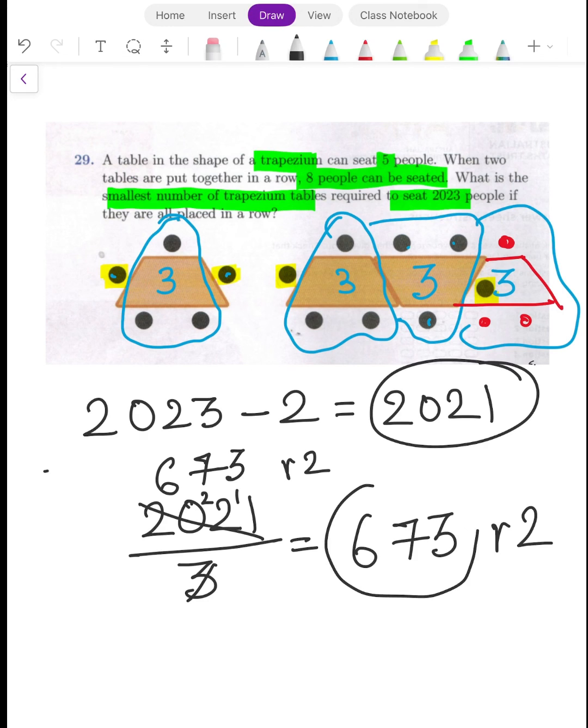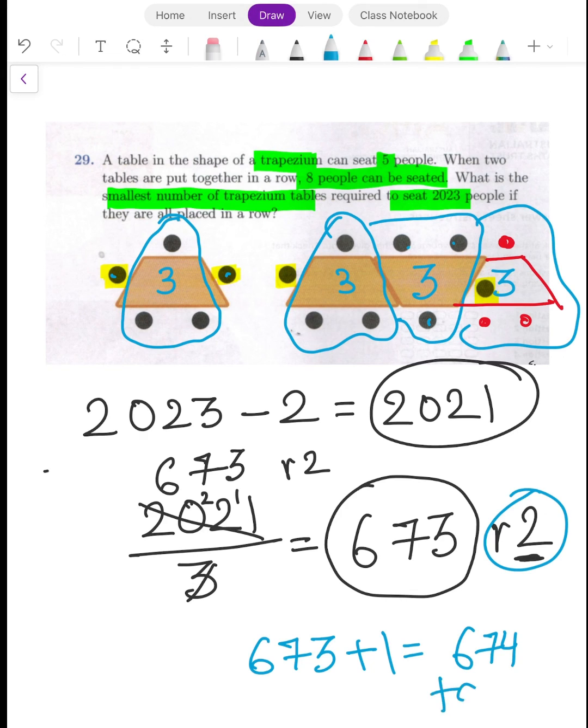Now remember, this is a critical step, so our answer is not 673 because there are 2 remaining people and they need seating as well. So we will have to join another table, and of course, because we could add 3 more people but there are only 2 people remaining, just be aware that there would be 1 seat empty, but we still need that extra table. So 673 full tables plus another table to account for these 2 people. So we would need 674 trapezium tables to seat 2023 people.